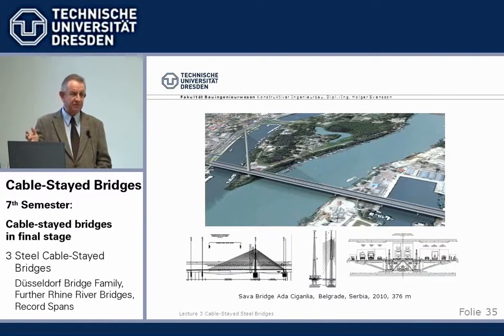And just 6 weeks ago completed, the Sava Bridge, Ada Ciganlia, across the Sava in Serbian, and Save, we say in German. And this is a harbor, and this is steel, and this is concrete, but unique insofar as the concrete side span is not supported by piers, but is balanced with the steel, and we still have then backstay cables. It's a very delicate situation.